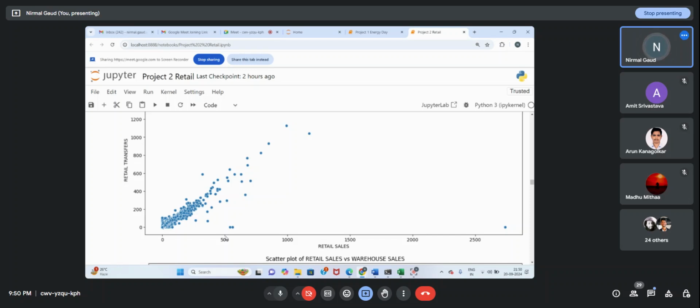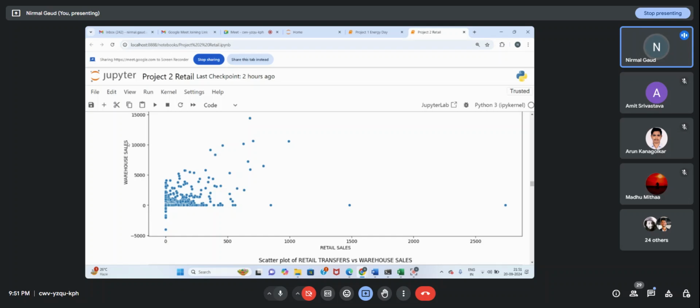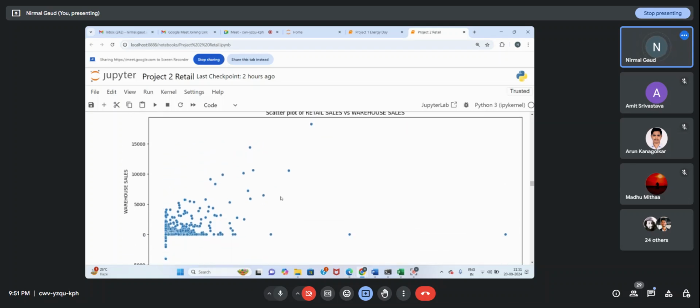One question asked to me was whether they are the same, since according to the values they look the same. That is the reason I made the scatter plot, to find the relationship between the features. So retail transfer and retail sales are strongly related, and warehouse sales and retail sales are somewhat related, but not that much.